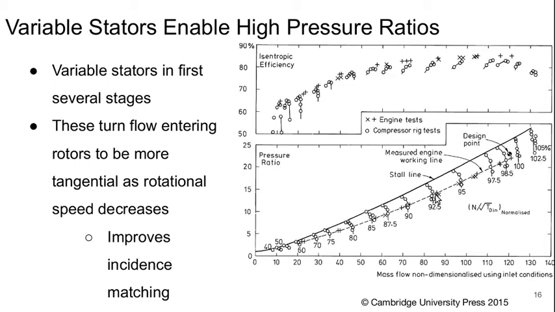The differences here also, you see, the dots or the circles are rig tests where the compressor is operated on its own, and that's how you can obtain all these separate speed lines. And then the crosses and pluses, I don't know what the difference between the crosses and pluses is, are tests on the engine. And so there you see that essentially we're restricted to the working line, and that's how that working line was obtained.